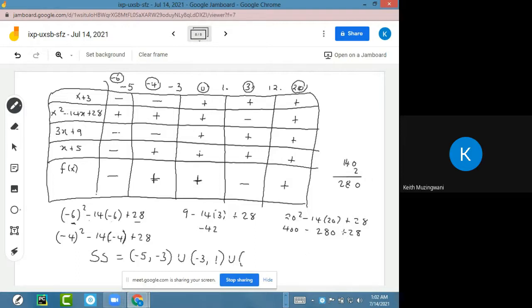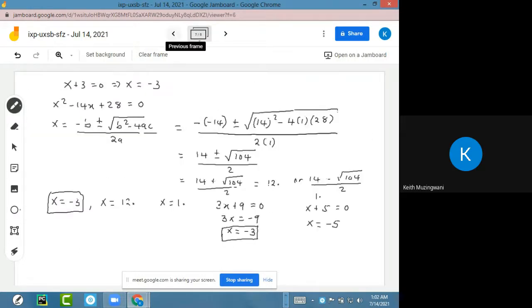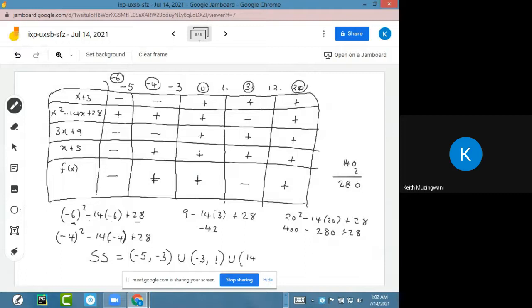Union, start from 12. Remember, this is 12 point something, so we won't write 12. We'll go back and write the original thing since we don't know the actual value. So that was the original number there. It was (14 plus root 104) over 2, comma, infinity. So this becomes our solution set.